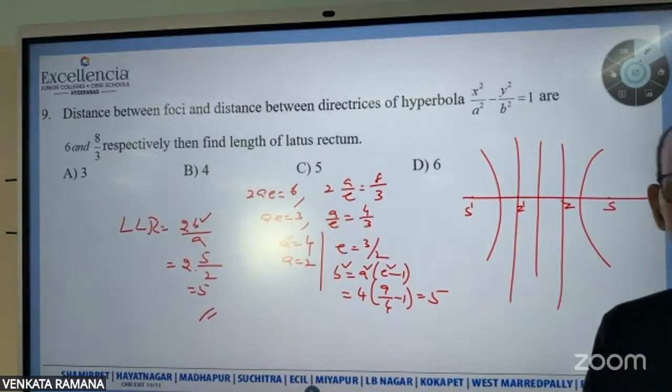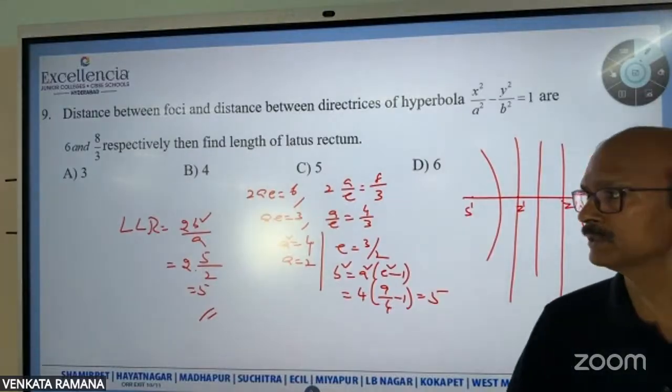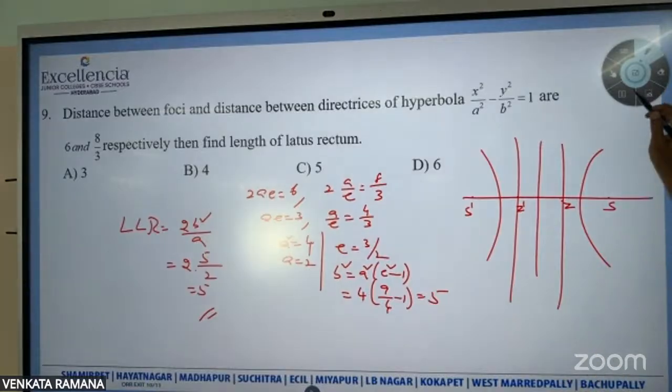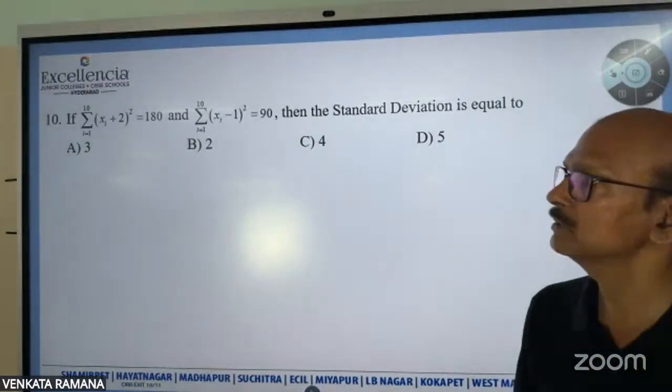It is also an easy problem. All the students, even average and below average students, also attempt this question in the exam, for sure. So this is the question. Now let us move to the next question.